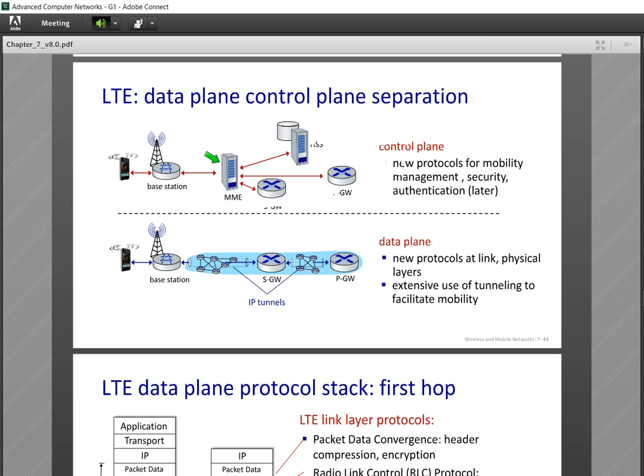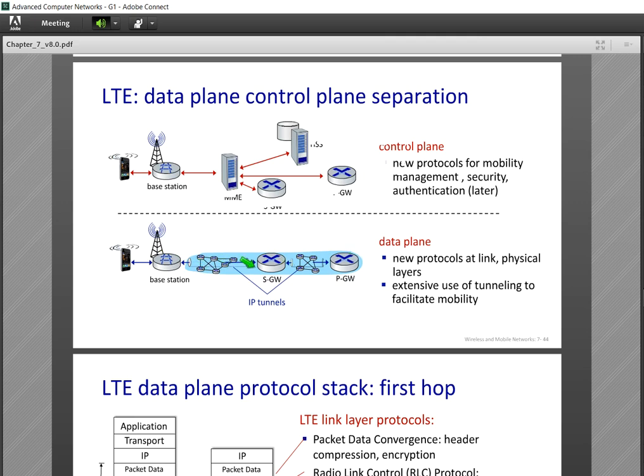My connection is redirected toward the MME and then the HSS server. And in the HSS server, they say that this card should be blocked. This happens in the control plane. But in the data plane, we are looking for paths to our destination to send information.